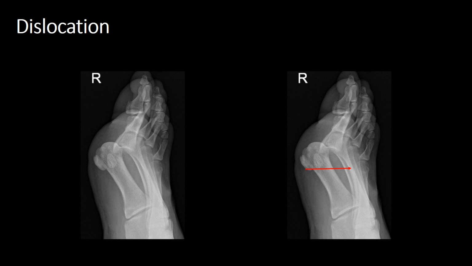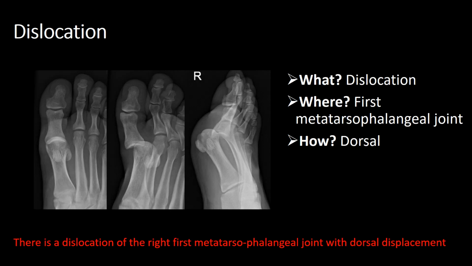And remember when we saw the distal interphalangeal joint of the second and third toe, and we couldn't really appreciate them very well on the DP view, we can clearly see on the lateral view that there is normal articulation. So what is it? It's a dislocation. Where? It's the first metatarsophalangeal joint. How? It's dorsal.